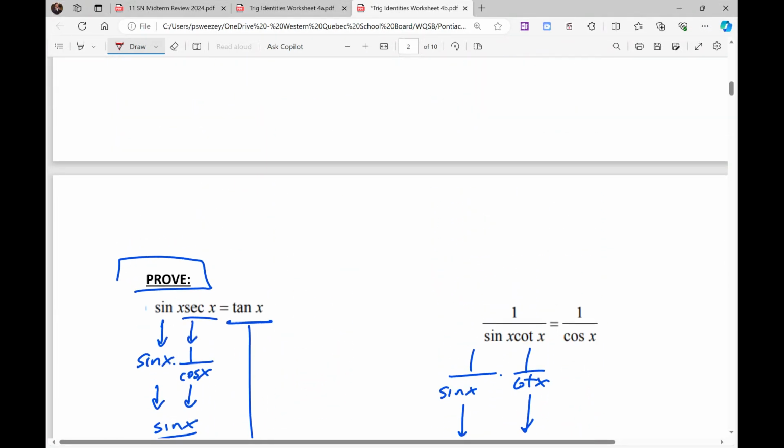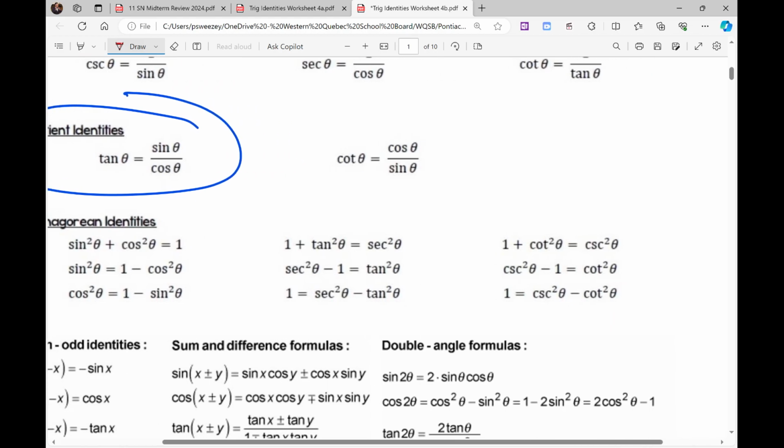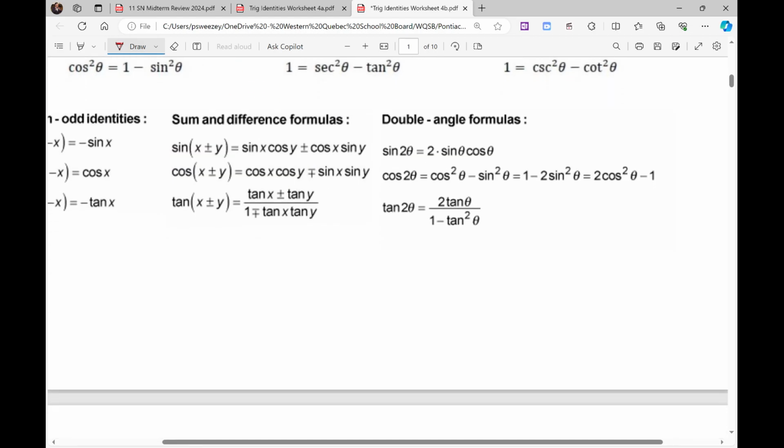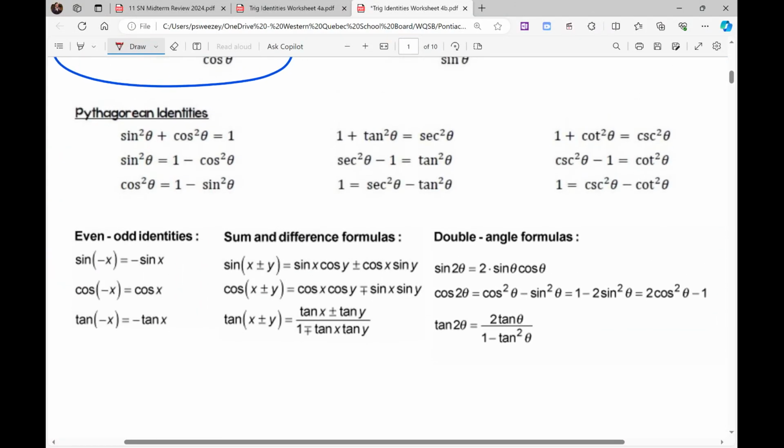So I'm going to go up and look at my Pythag identities here. What are my Pythag identities with secant and what was the other one? Cosecant. Okay? So here's the one with secant. Here's the one with cosecant. If I start to see this here, I'm like, maybe there's some things that I can do right now. So secant squared theta is equal to this right here.